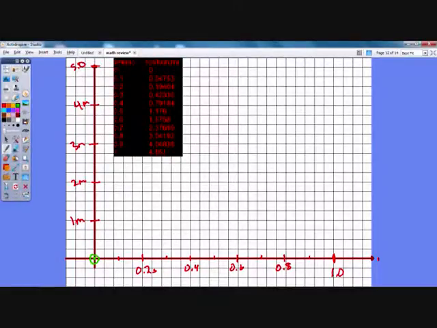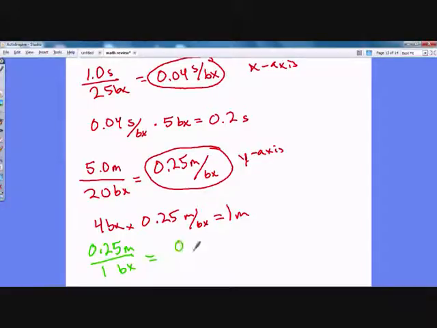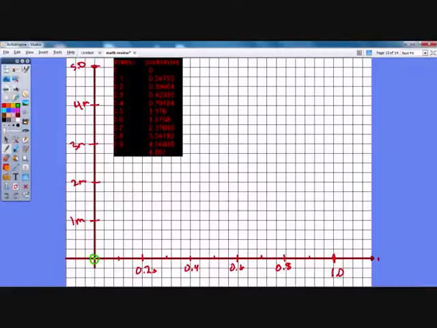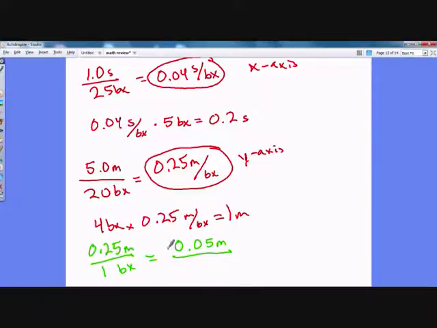So I'm going to go forward to where I'm doing my work. Here's our relationship. We can use this one or this one. It's the same ratio. I know that 0.25 meters is 1 box. What I'm interested in is, well, where is 0.05 meters? Make sure that is correct before going forward. Yes, that is correct. If 1 box is 0.25 meters, how much is 0.05 meters? Well, this is a ratio that we can solve by cross multiplication.